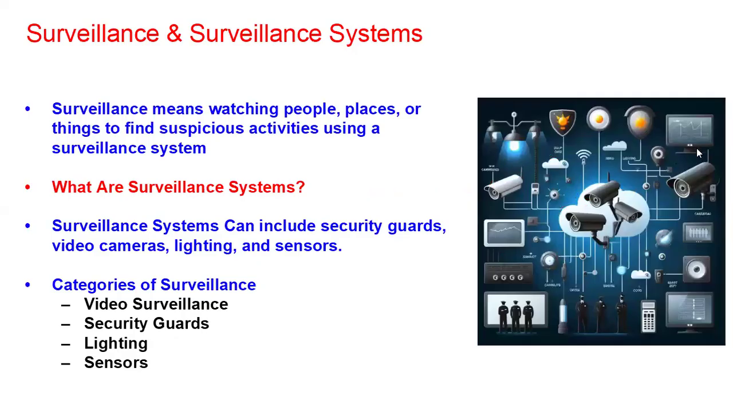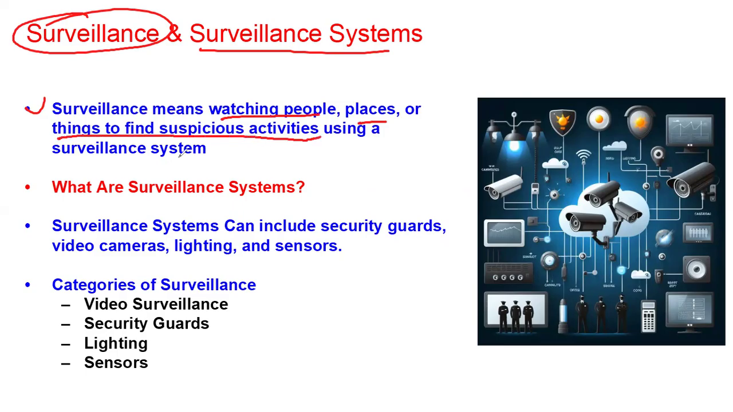So we'll discuss the surveillance systems now. What is a surveillance system? To understand that, we need to understand what surveillance is first. Surveillance means watching people, places, or things to find suspicious activity. You are watching someone to find out suspicious activities, using the surveillance system to watch people for unauthorized or suspicious activities.